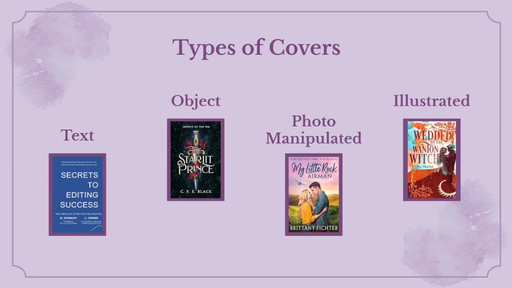But then photo manipulated and illustrated tells them the medium that you're working in. So text or object tells them what you want to be on the cover, and then photo manipulated and illustrated tell them what kind of cover you want as far as how you want it to look. Do you want it to be pictures that are layered together and adjusted so that they look cohesive and they look like they all belong together? Or do you want the graphic designer to draw and illustrate your cover and put that together?